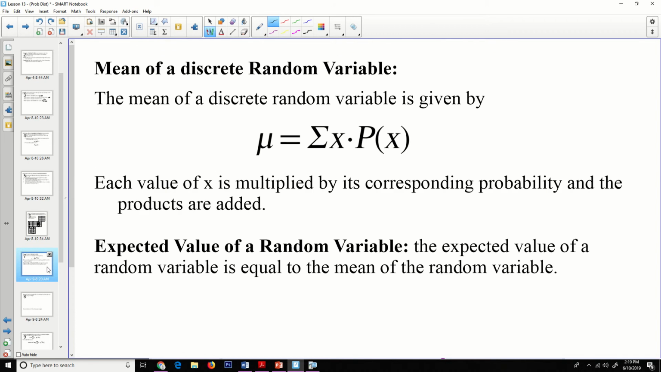And then moving on, the mean of a discrete random variable. The mean is the sum of the x values times the probabilities of each of those. So each of the x is multiplied by its corresponding probability, and the products are added. And then the expected value of a random variable is equal to the mean of the random variable. So the mean of the random variable and its expected value are the same things.